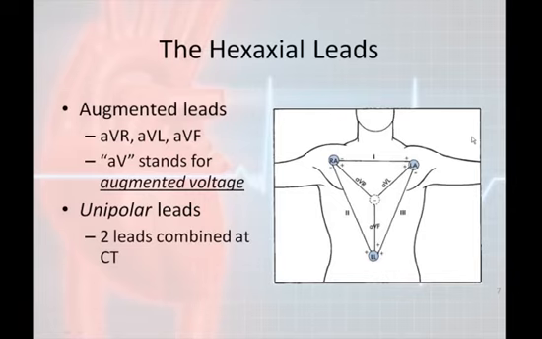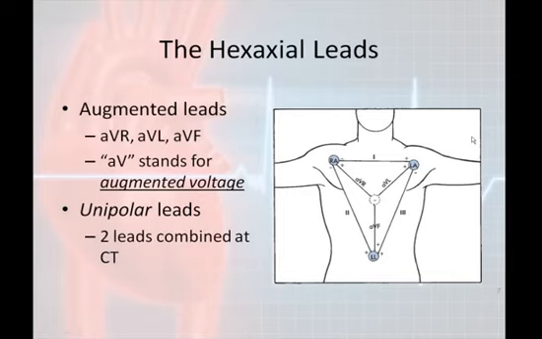Those 3 leads are the first 3 leads that were really ever researched. So what we're going to do now is talk about the other 3 leads that are part of the hexaxial leads: leads AVR, AVL, and AVF. Now these leads are a little bit different because you don't use 2 physical poles or 2 physical electrodes on the body like you do with lead 1, lead 2, and lead 3.